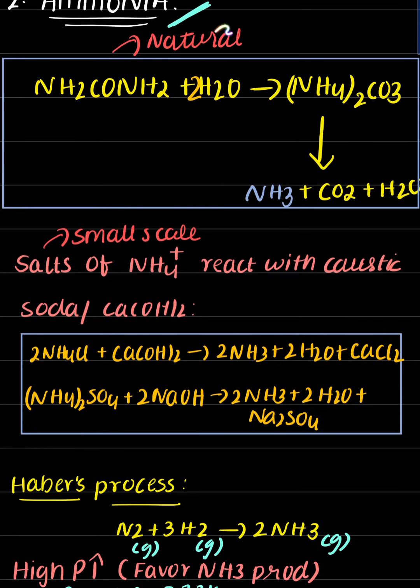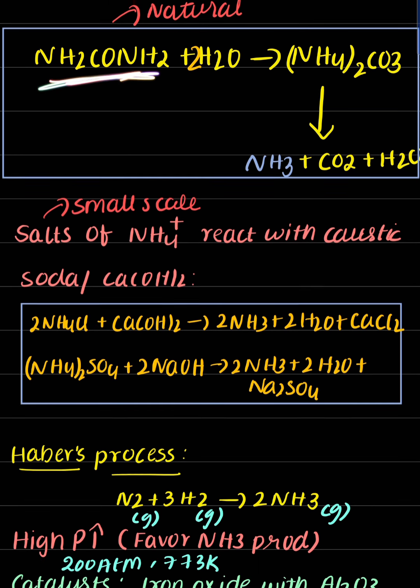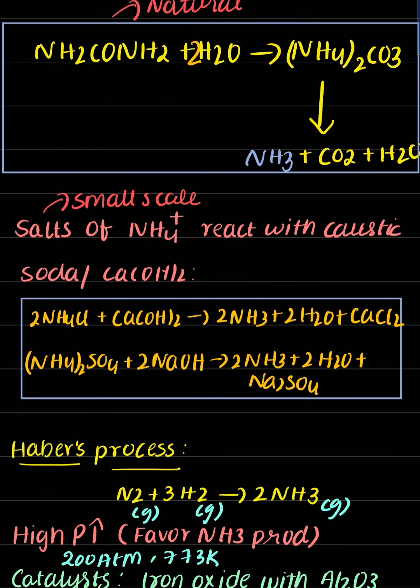Now let's get started. So naturally ammonia is present near us in soil and in air as well. It is formed by the decomposition of nitrogenous organic compounds. Let's say this is urea. This is a nitrogenous organic compound. When it decomposes, it forms ammonium carbonate and then eventually ammonia as well.